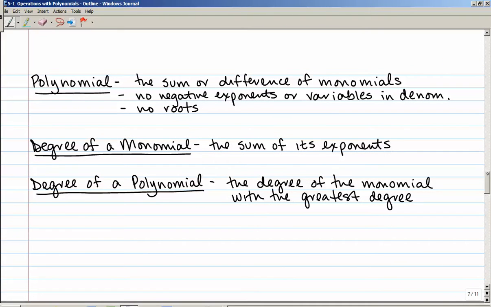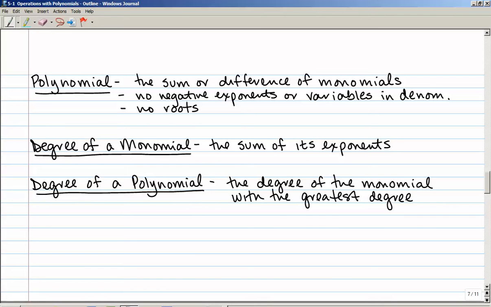A polynomial is the sum or difference of monomials. So if you add or subtract a whole bunch of monomials, we call that a polynomial. It will have no negative exponents, nor will it have variables in the denominator, and it will have no roots, so no square roots, no cube roots, no roots of any sort.